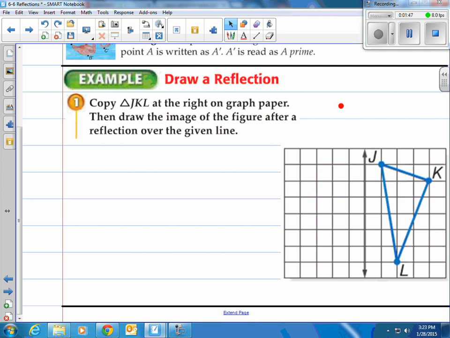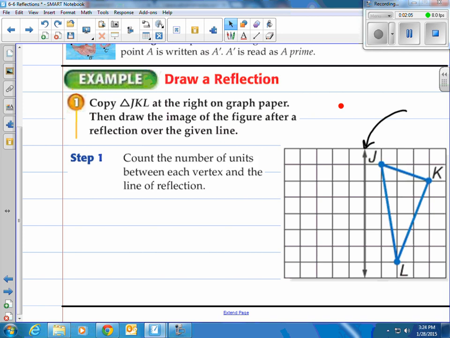It's called JKL. And then we're going to draw the image of that figure after a reflection over the given line. And if you can see the line is right down the middle here. Here's the line that we're going to be reflecting over. So, what do we do first?